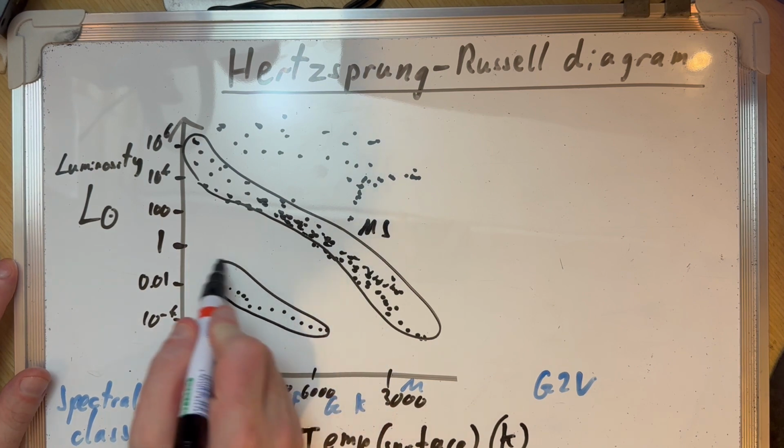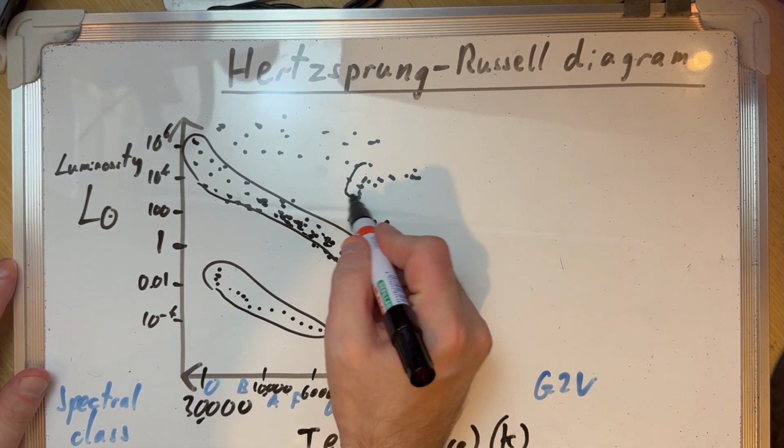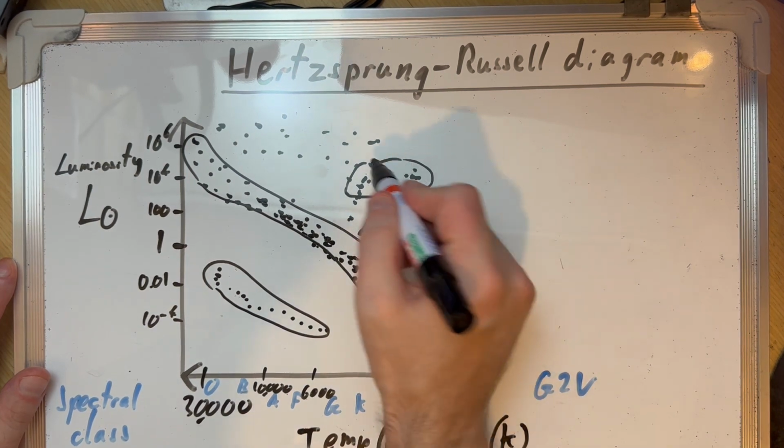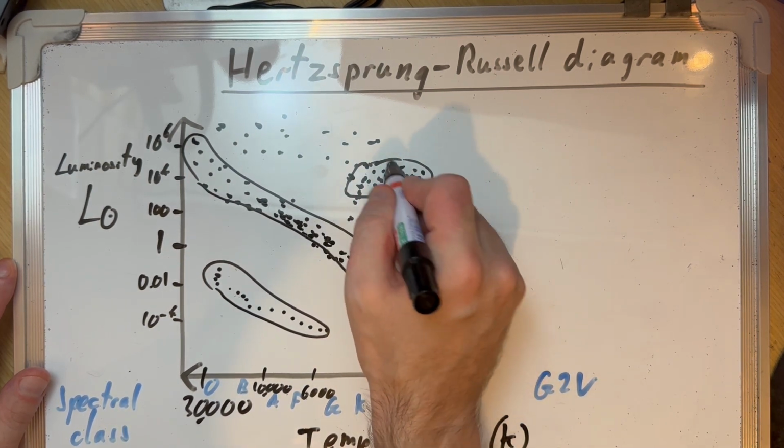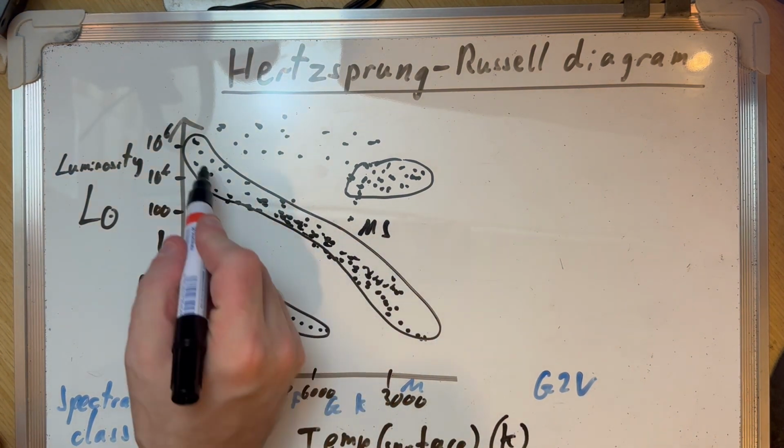So it sort of makes sense along here, needs a bit of explaining up here. There's sort of a patch there, a lot of stars around there. So let's think why that could be. So along here makes sense.